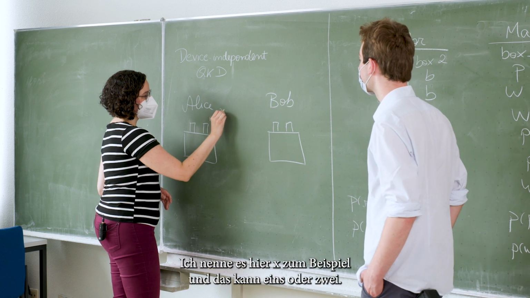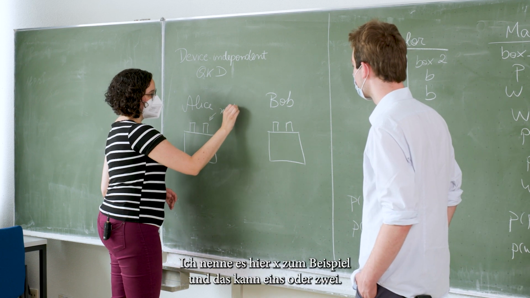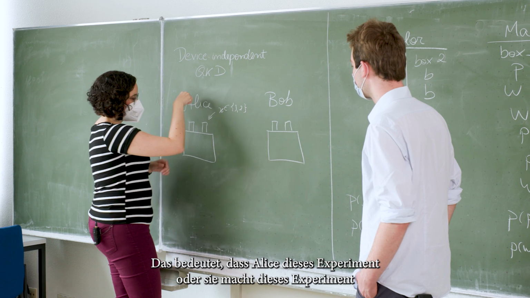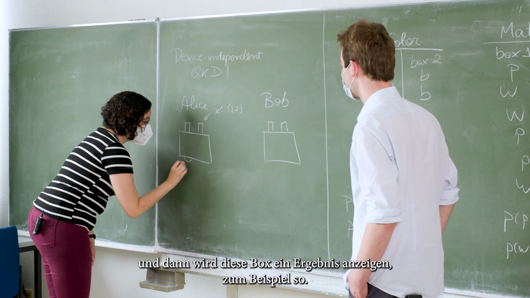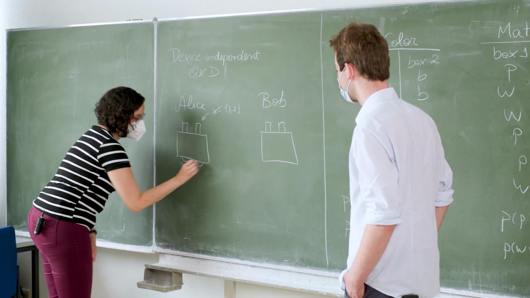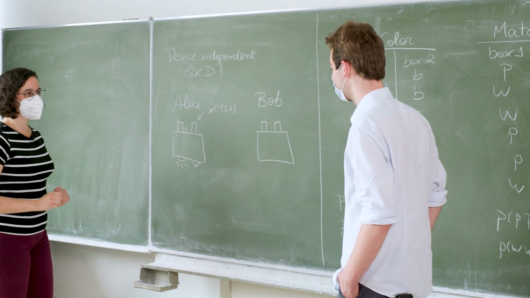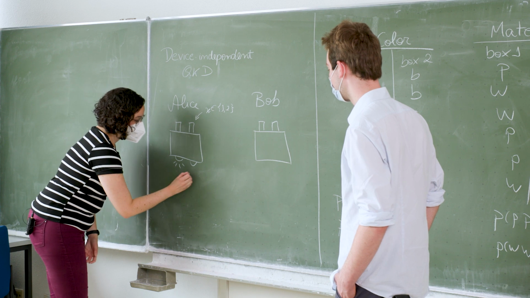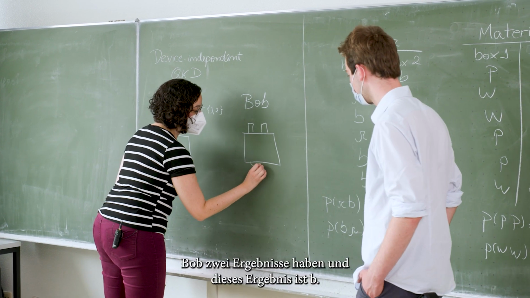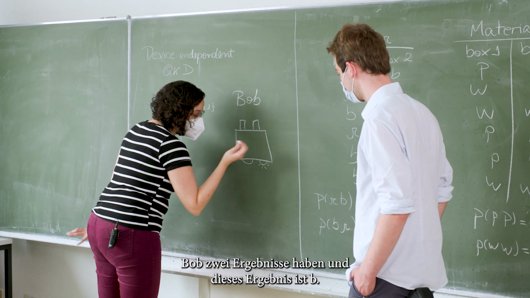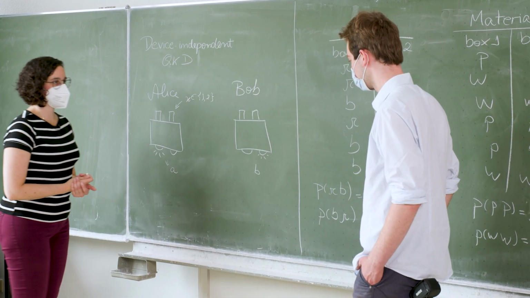I will call here X, for example, which can be 1 or 2, meaning Alice makes this experiment or she makes this experiment. And then this box is going to have some outcomes. So for example, oh, this was the outcome that clicked. So I will call this outcome A. And in the same way, Bob can have two experiments, and this outcome is B.